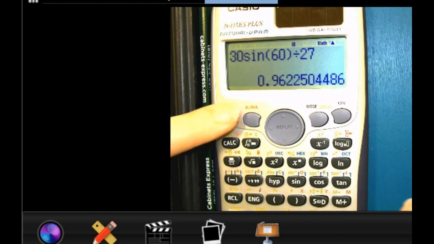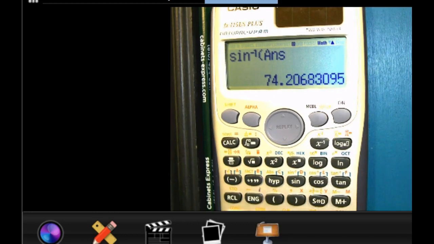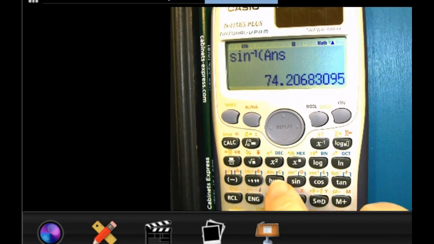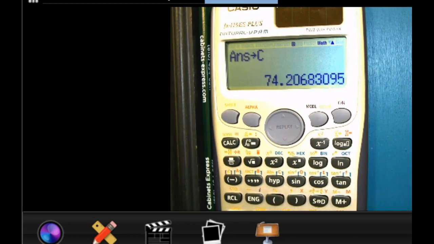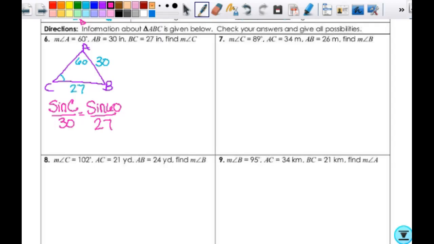So I do shift sine for the sine inverse, and then I can just hit answer. Here's my answer, and I'm going to hit equals. Now I'm going to store this in X. Actually, it's C. I'll store it in C. We're going to do shift, store, and then C is right here above the HYP button. Bam, I've stored it in C. Okay, and I'm also going to write it down because it asks me for this.